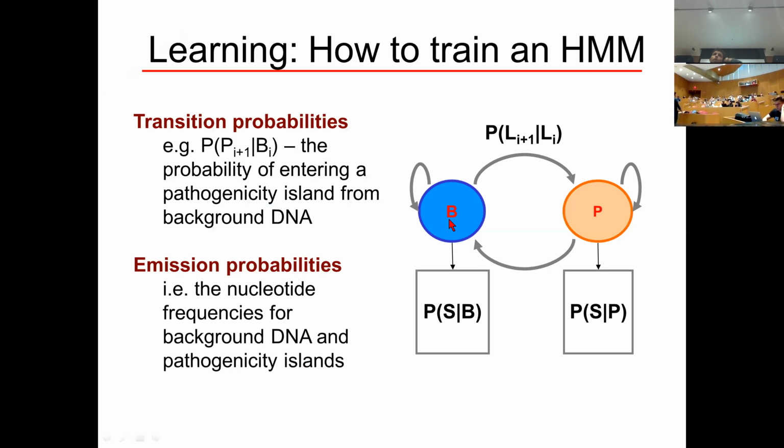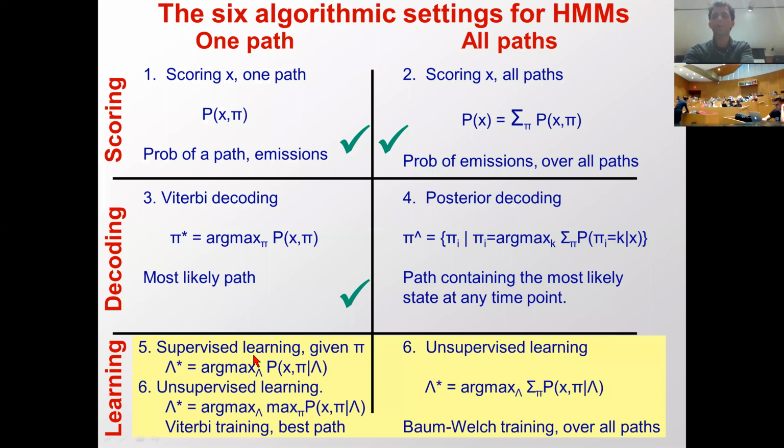Everybody with me so far? What about the emission probabilities? How do I calculate the probability of emitting an A? How do I estimate the probability of emitting an A if I'm in the B state? Exactly. Divided by the number of times I went into B state. Okay. Everybody with me so far? Good. So you guys are totally on top of this. So basically, you know, I can just go back here and put the checkbox. Basically, supervised learning, if I know my annotation, is trivial. I simply calculate those maximum likelihood estimates, which is simply counting.